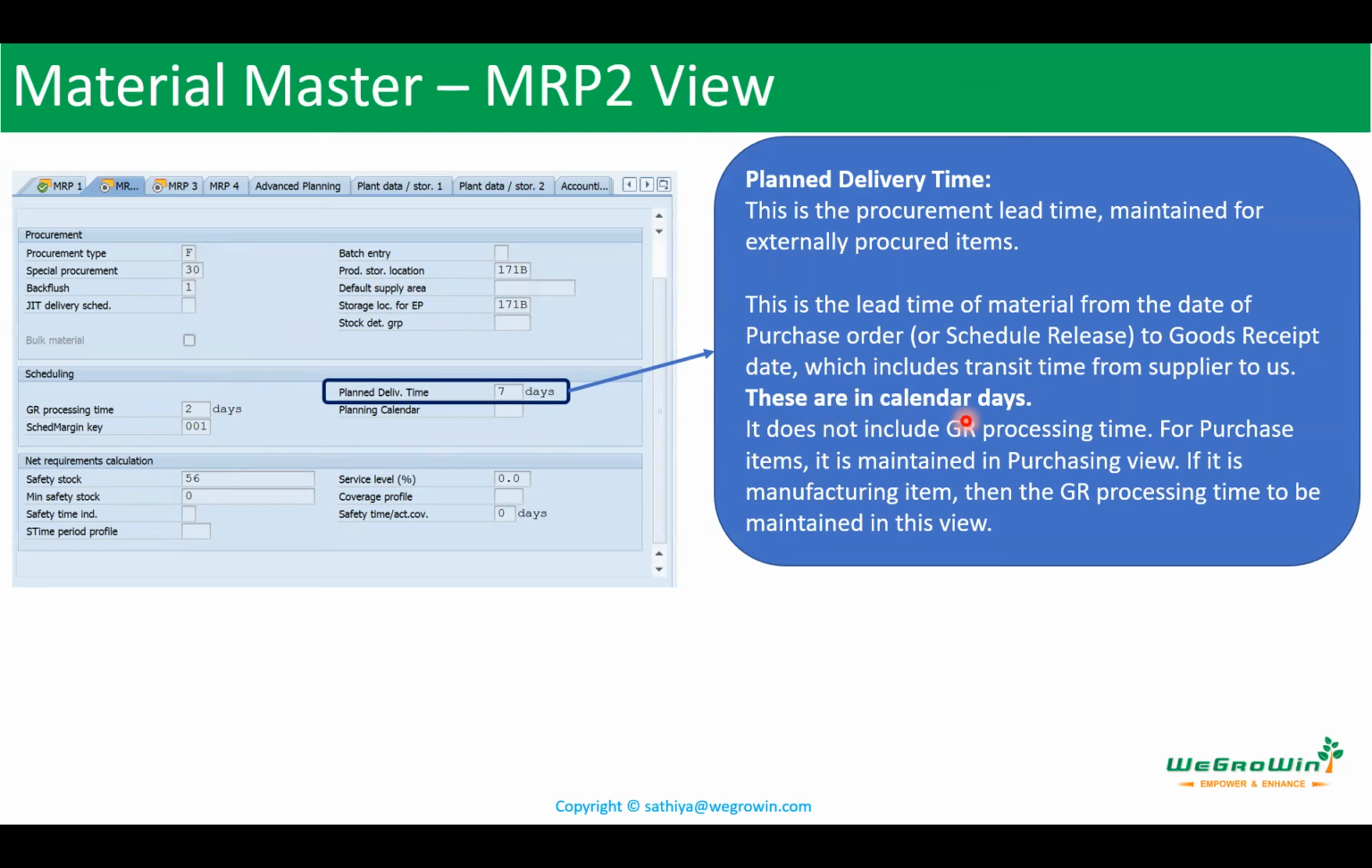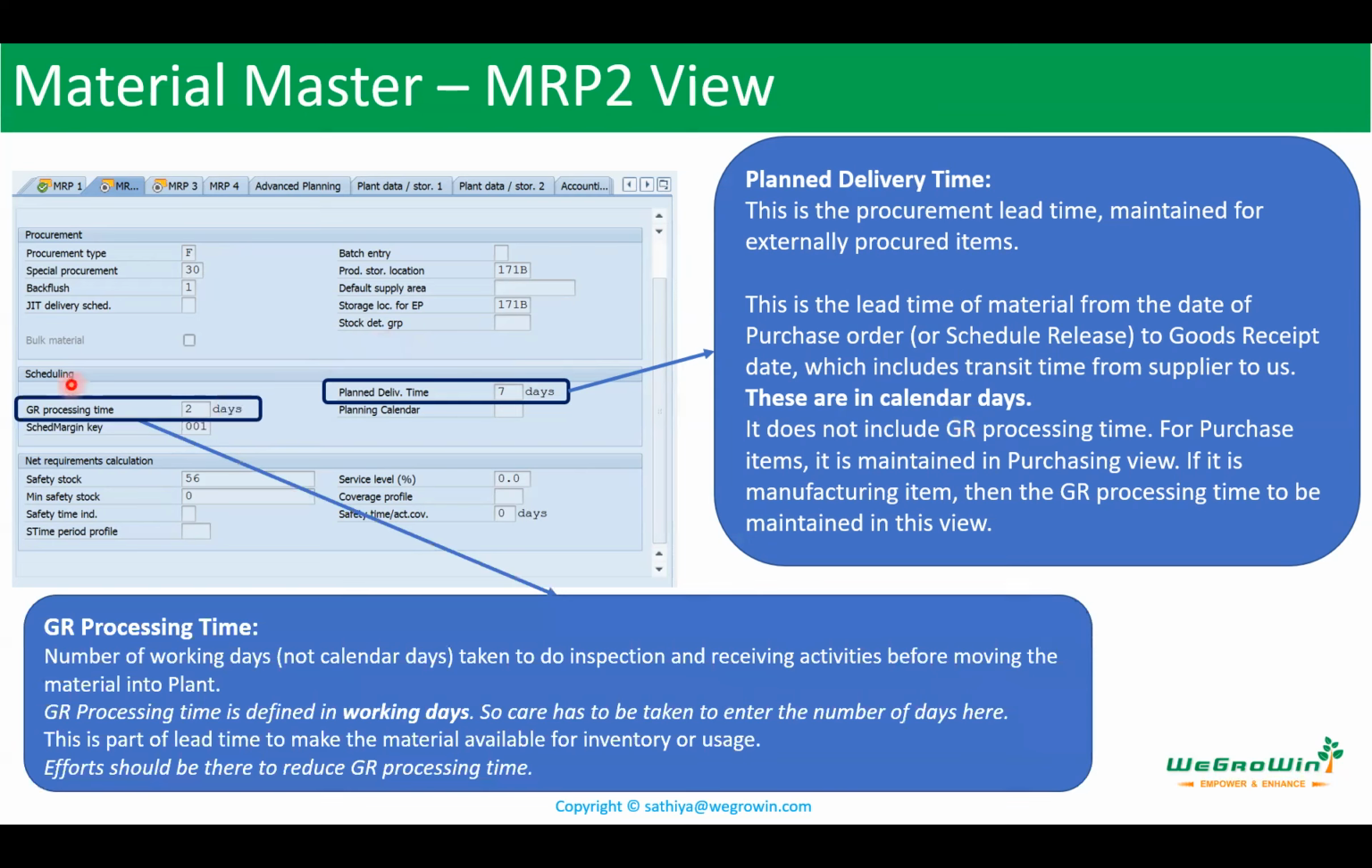This is the time from which the supplier is delivering the material, right from your purchase order time until it is reaching your gate. That is called planned delivery lead time. Until the time you are releasing the purchase order, getting the material. It is not including the goods receipt processing time. The goods receipt processing time for purchase items, we maintain in the purchasing view. That will copy automatically from there to here.